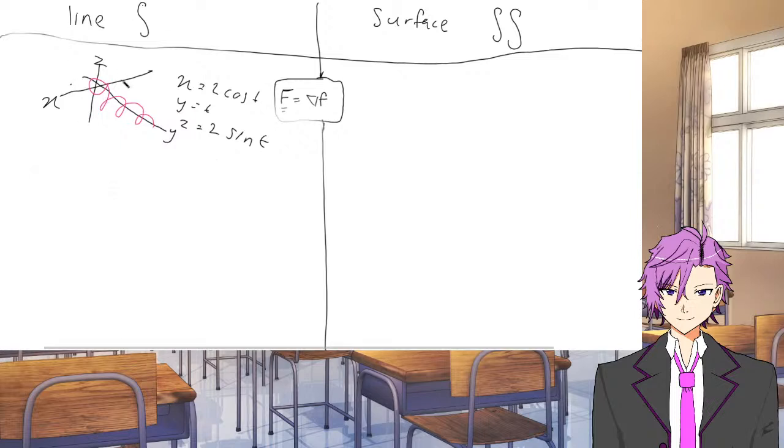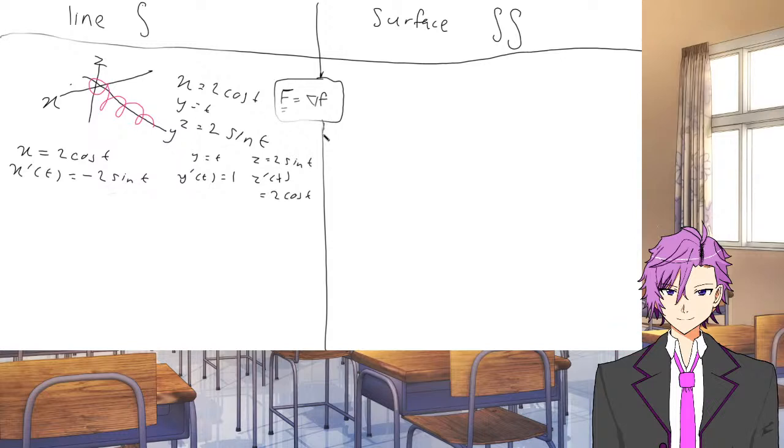So the first method to do this, we need to differentiate. x equals 2 cosine t, so x prime t, differentiating cosine gives minus 2 sine t. y equals t, and differentiating that would be 1. z equals 2 sine t, z prime t equals 2 cosine t. Okay, now we got that down.